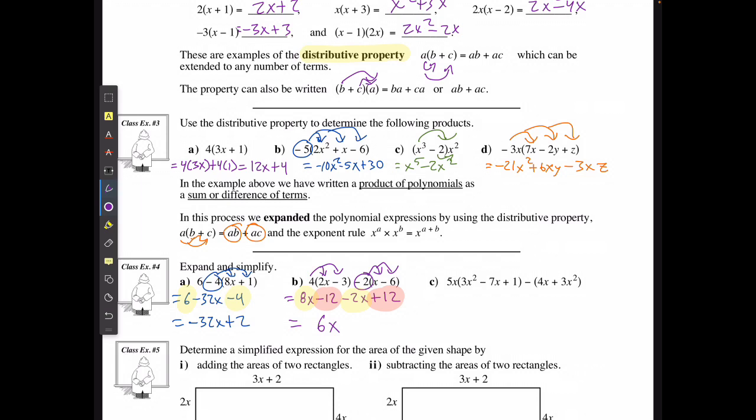Example C, exact same process. Take the 5x and multiply it into all three parts. Take that negative, or negative 1, and expand it into both parts, which just means that what's inside of the brackets, the sign is going to flip. So this is going to give me 15x to the 3 minus 35x squared plus 5x. When I apply the negative, I get negative 4x and negative 3x squared.